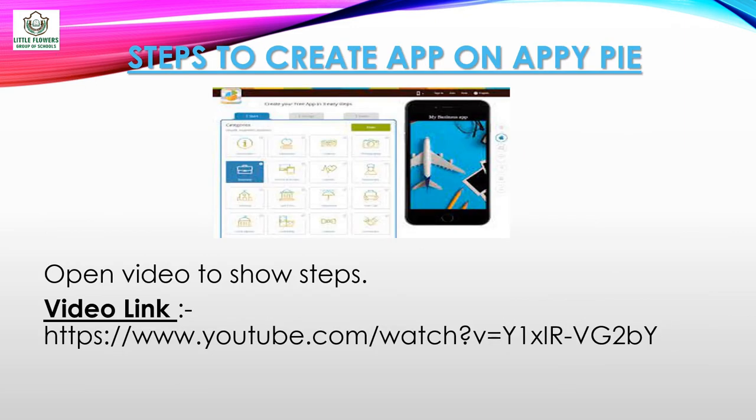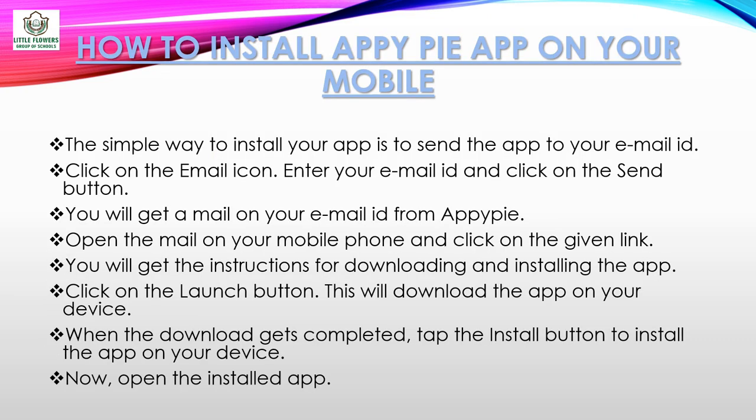Now, the steps to create apps on AppyPie: you can open this link and see the steps. I will tell you some steps also. First, you have to open appypie.com. Then you have to sign in, and then give the name of your app. Then you can select the theme, background, text, layout as per your convenience, any background image, any color you can set there. Then you can save it.